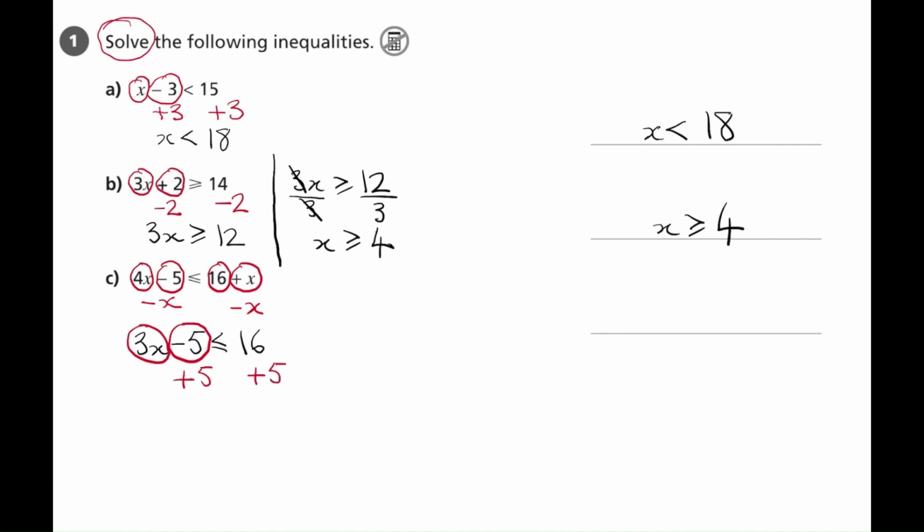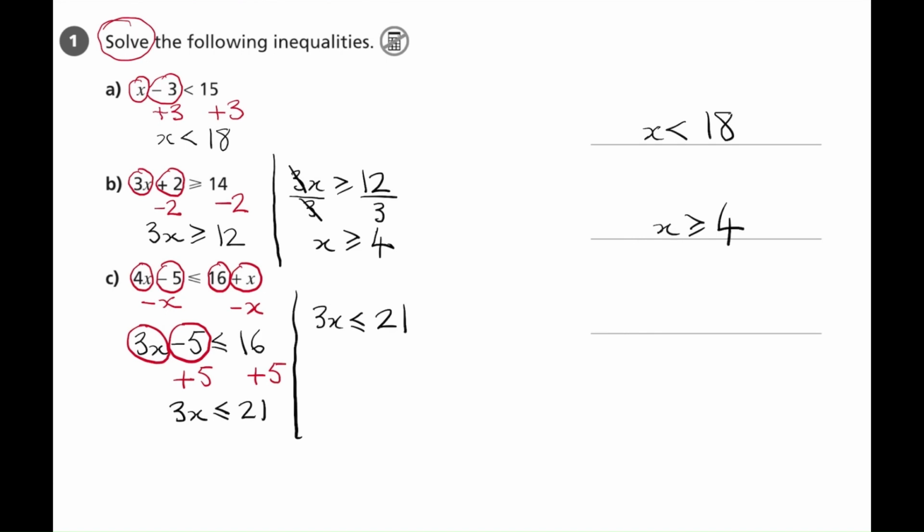So on the left-hand side, we have 3x. Negative 5 add 5 makes 0, so that's gone. The symbol stays the same, and we've got 16 add 5, which is 21. So 3x is less than or equal to 21.